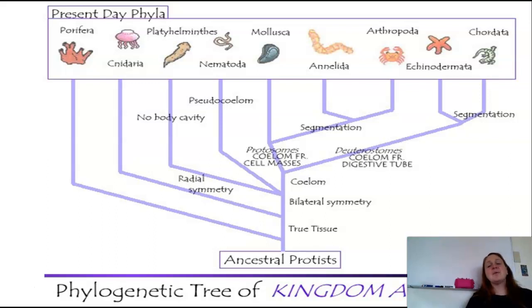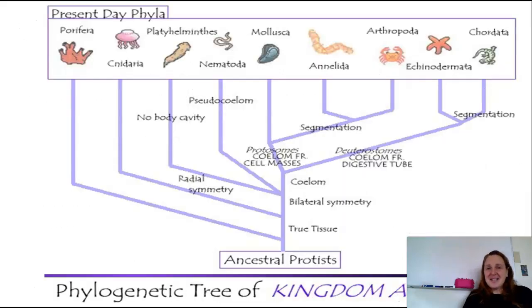So where we're going to pick this up is at the ancestral protists. So we have protists that then are the last most recent common ancestors to everybody in our animal kingdom on the phylogenetic tree.